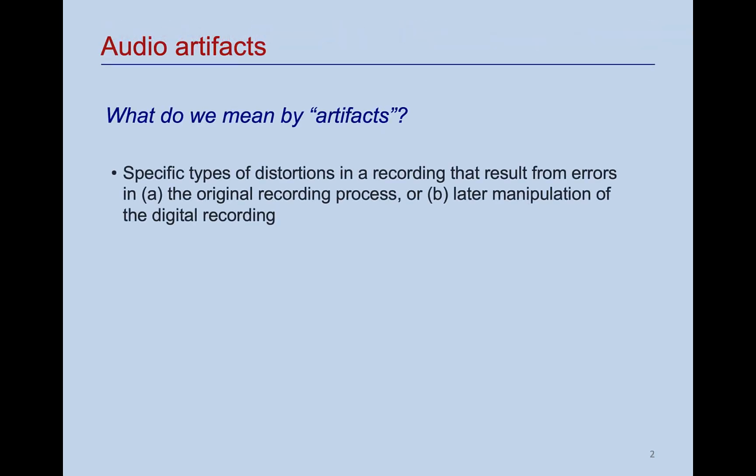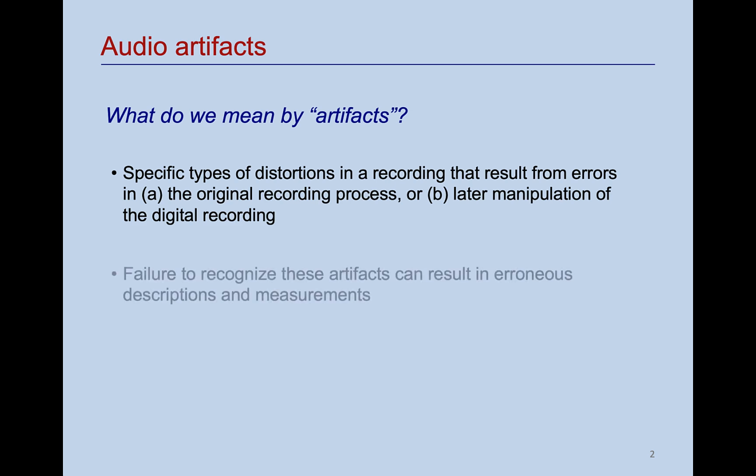What do we mean by artifacts? Artifacts are specific types of distortions in a recording that result from errors either in the original recording process or in later manipulation of the digital recording. If you don't recognize these artifacts, you can end up with erroneous descriptions or measurements of the sounds. So it's important that you understand how to recognize these artifacts and what they mean for what you can and cannot legitimately do with a recording.